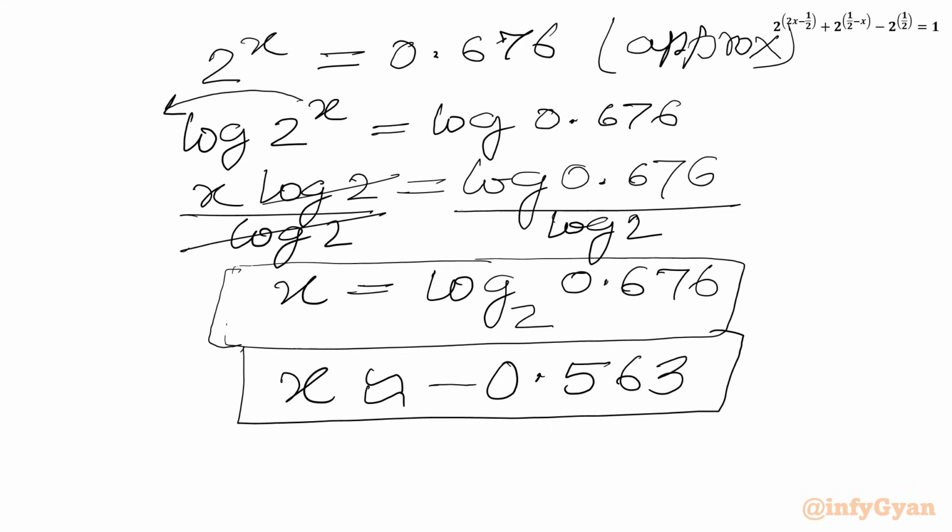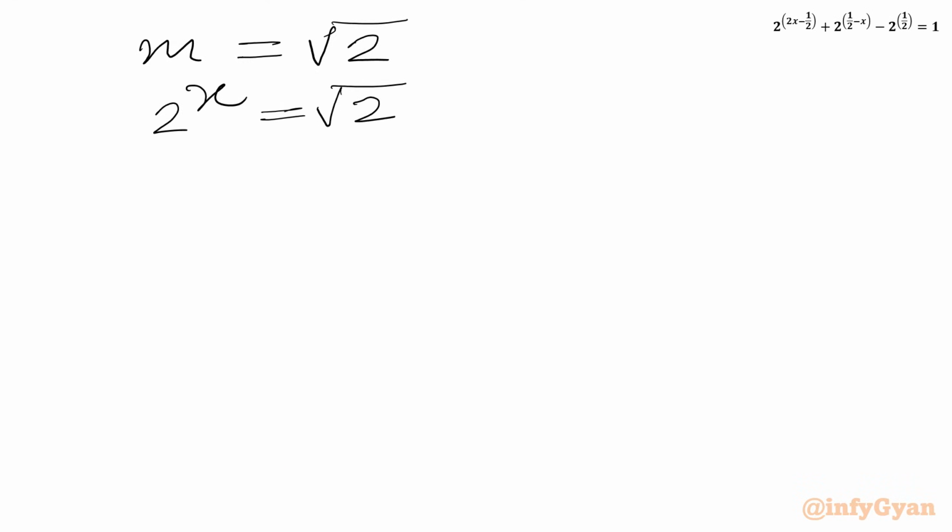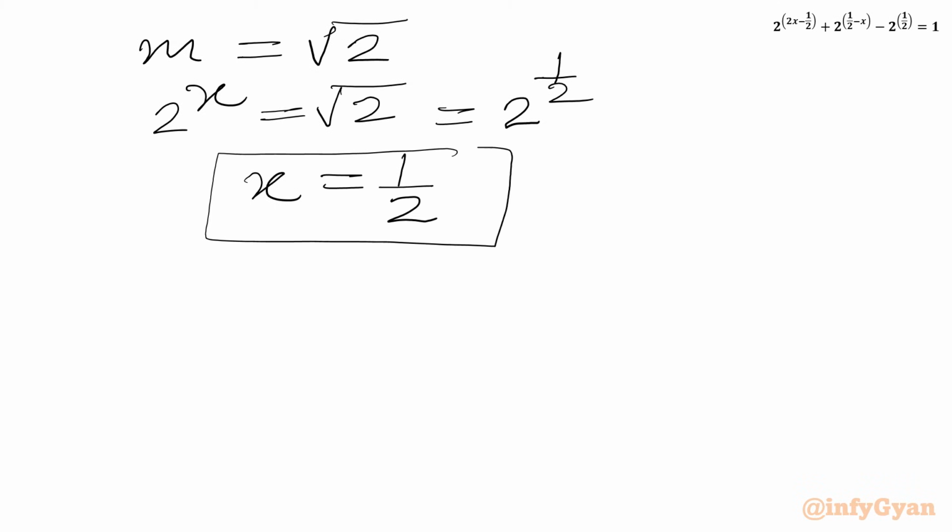Now the turn of the first solution, where m was root 2. So I will write m equal to root 2. So m was 2 power x equal to square root 2, which we can write 2 power half. So from here I can conclude x must be equal to half. So our final solution becomes x equal to half and x is equal to minus 0.563.